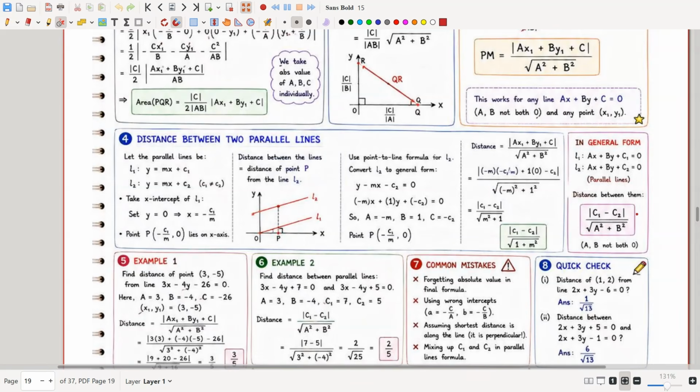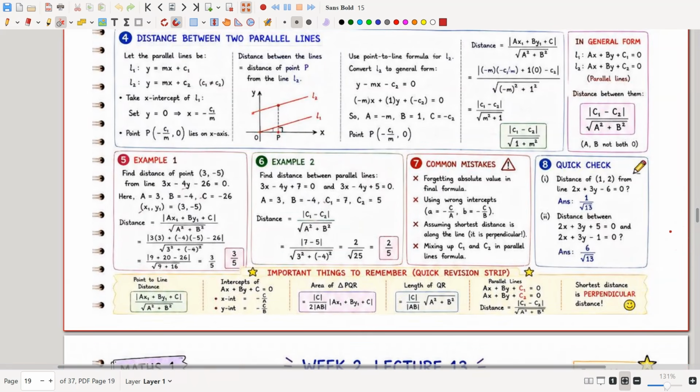Okay, so in general form, if the line L1 is given as a x plus b y plus c1 is equal to 0, and a x plus b y plus c2 is equal to 0, and if the given lines are parallel, the distance between them will be equal to the modulus of c1 minus c2 divided by root of a square plus b square. Okay, let's see some examples to understand this better.